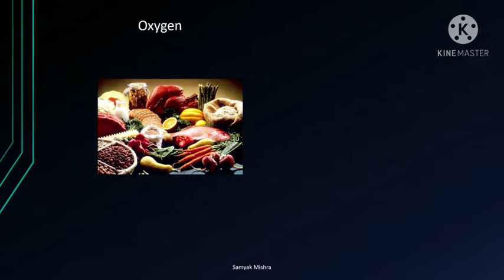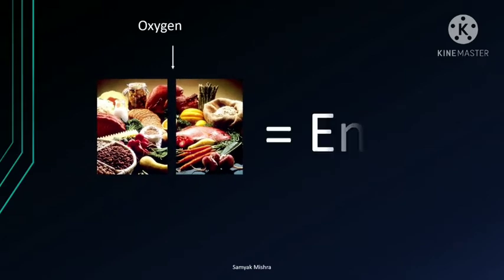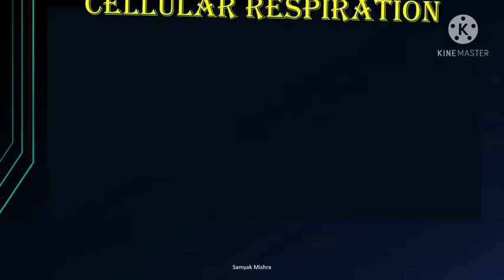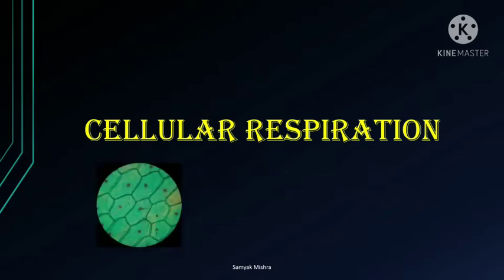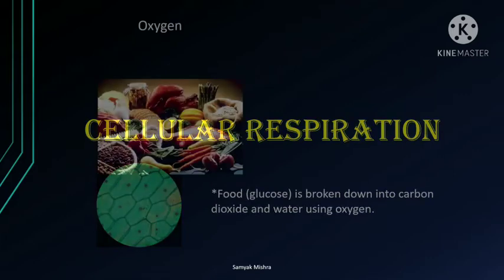Cellular respiration: the process of breakdown of food in the cell with the release of energy is called cellular respiration. Cellular respiration takes place in the cells of all organisms. In the cell, the food glucose is broken down into carbon dioxide and water using oxygen.